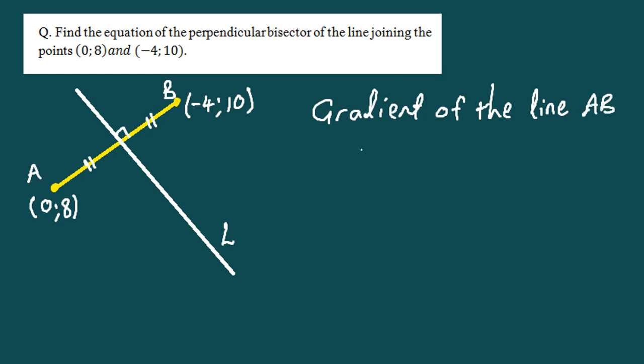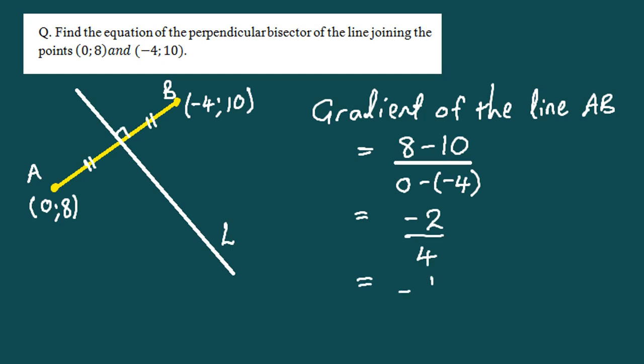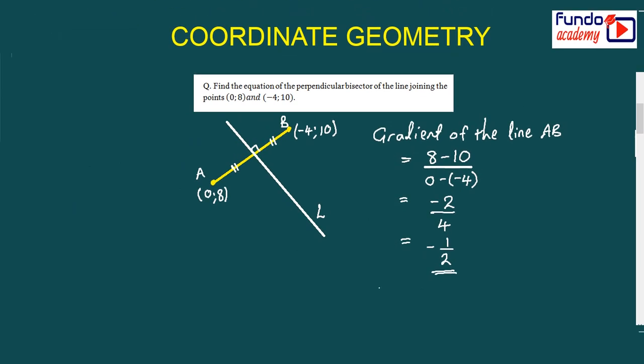Then that means we'll be saying 8 minus 10 divided by 0 minus -4, which is -2 divided by 4. So the gradient is -1/2. That's the gradient of the line AB. Now this is going to help us find the gradient of line L. Since line AB has gradient -1/2, then the gradient of line L, since they are perpendicular, should be equal to 2, such that the product of these 2 gradients gives us -1.